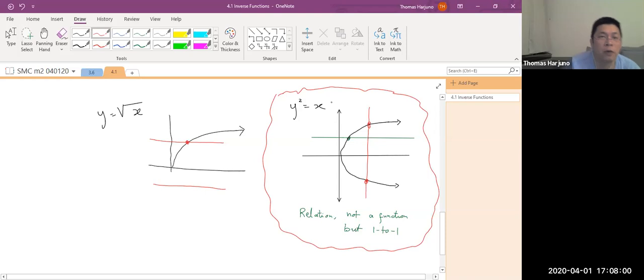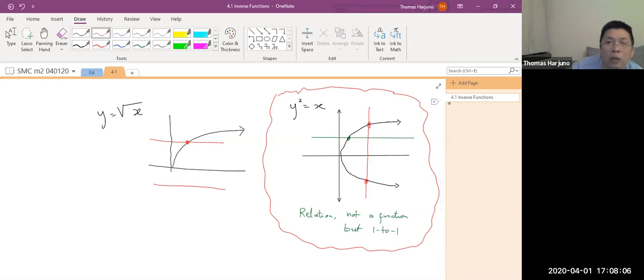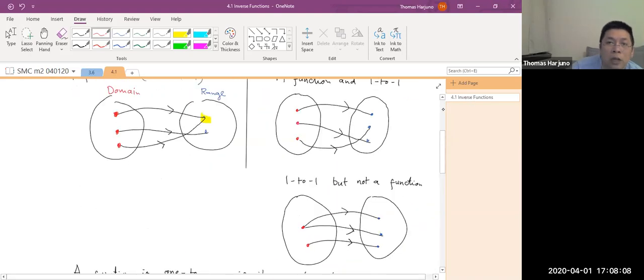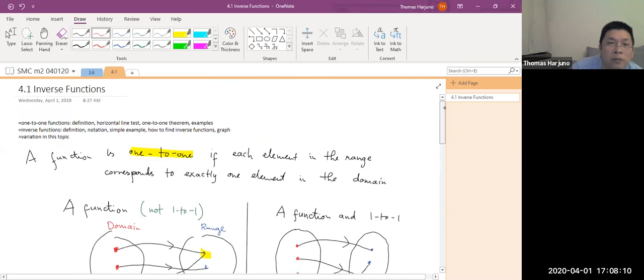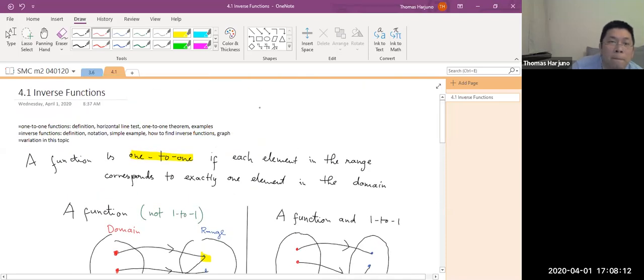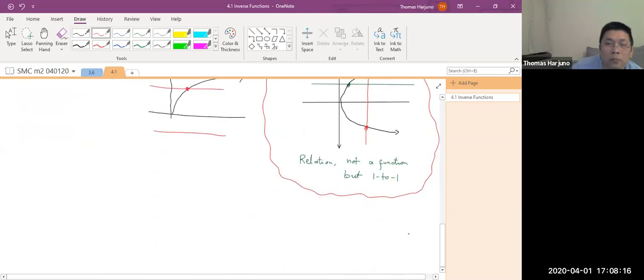But if you have a special case where you have a function and one-to-oneness, then later on we can talk about inverse function. Okay? There's a theorem that I almost missed earlier. Let me write it here. One-to-one theorem.